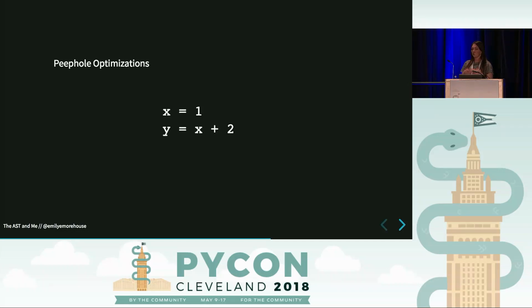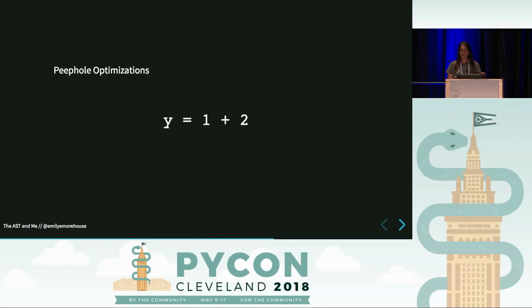Anybody who's gone through a fairly beginner algebra class can say, oh, okay, if x equals 1, then I can say y equals 1 plus 2. And that's exactly what the peephole optimizer will do. It gets a little bit more tricky once you actually are implementing this in a full language, but that's a good way to think about the concept.